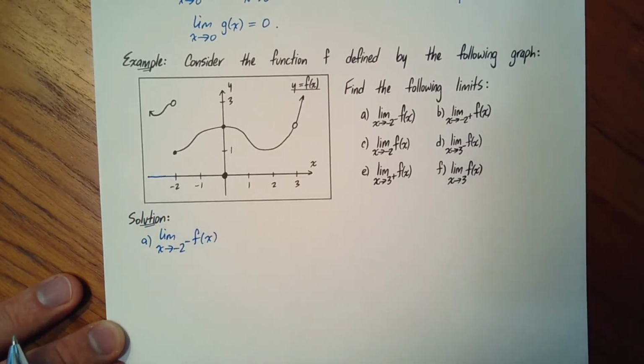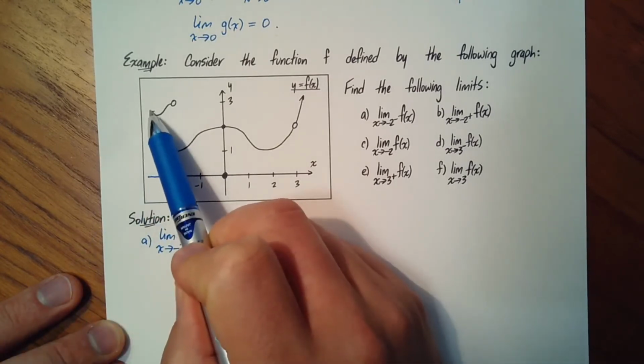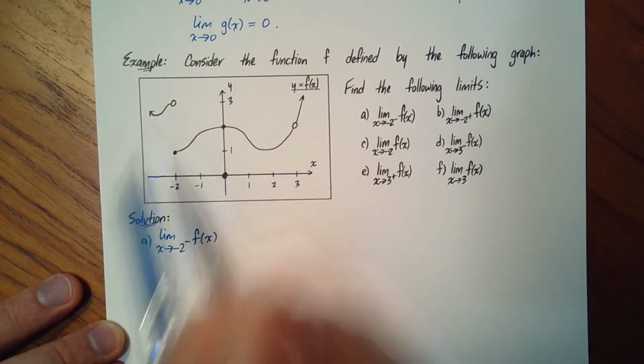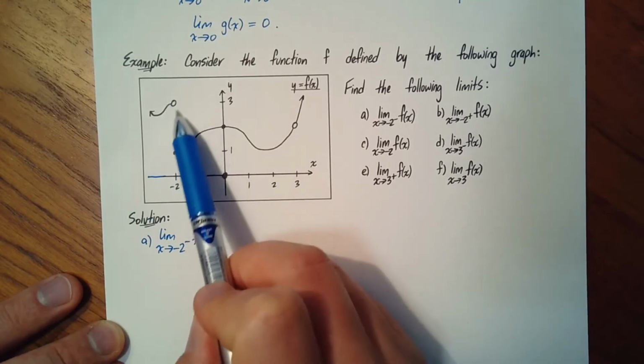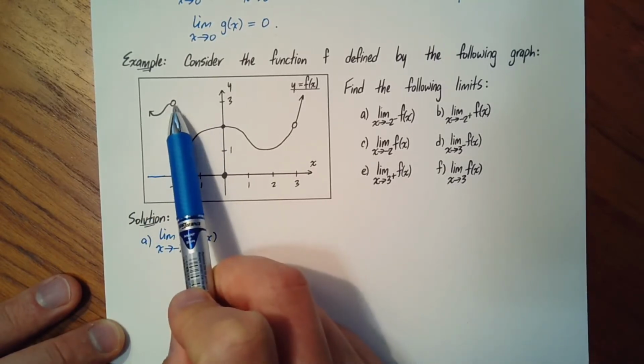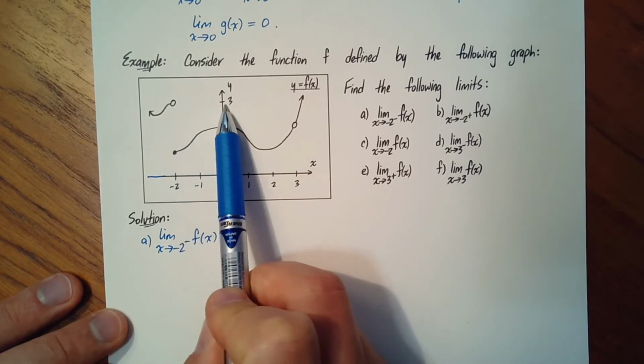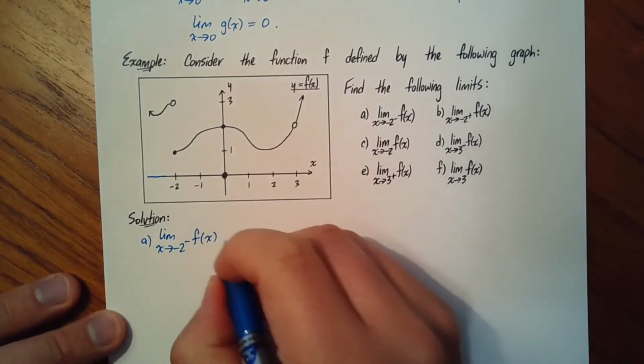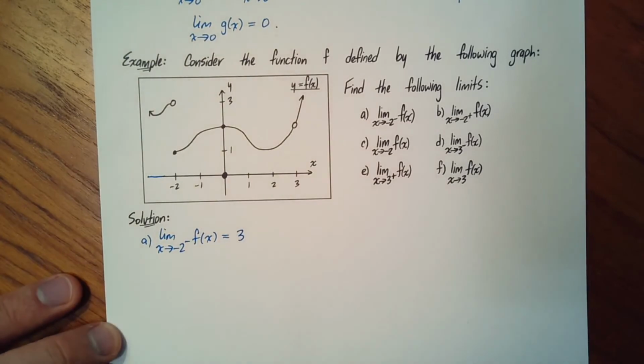Ask yourself, what's the corresponding path on the graph? And that would be this path up here. And it's approaching a point, this point up here. So then you're going to say that this limit is whatever the y-coordinate of this point is. And since that y-coordinate looks like it's 3, we're going to say that this limit is 3.